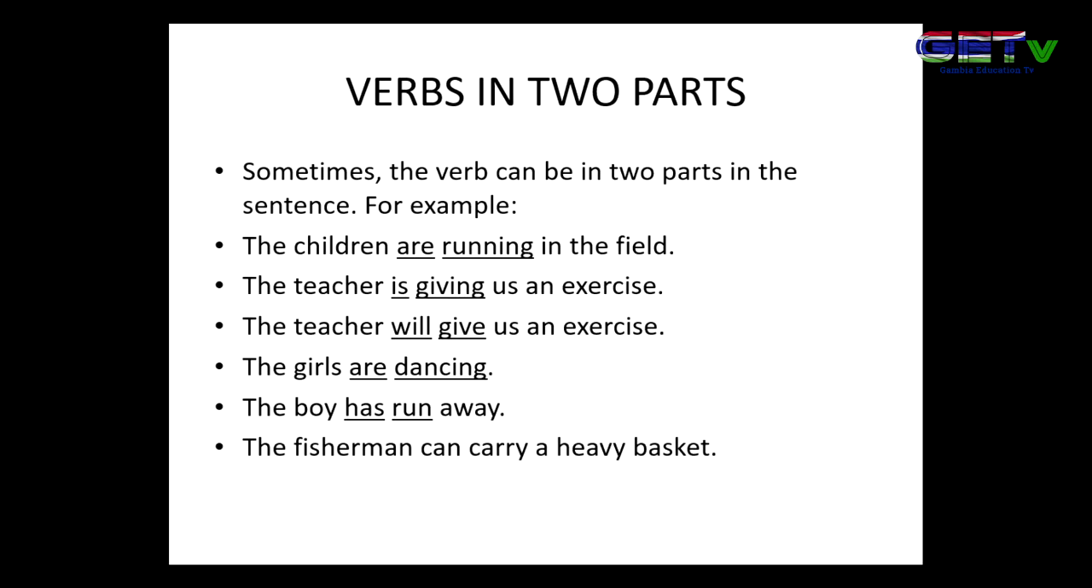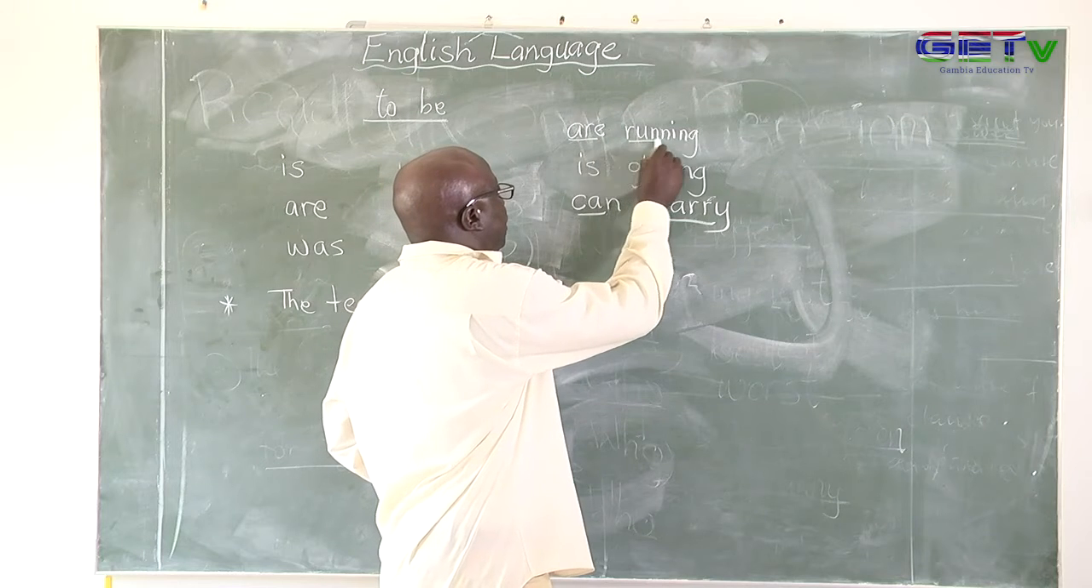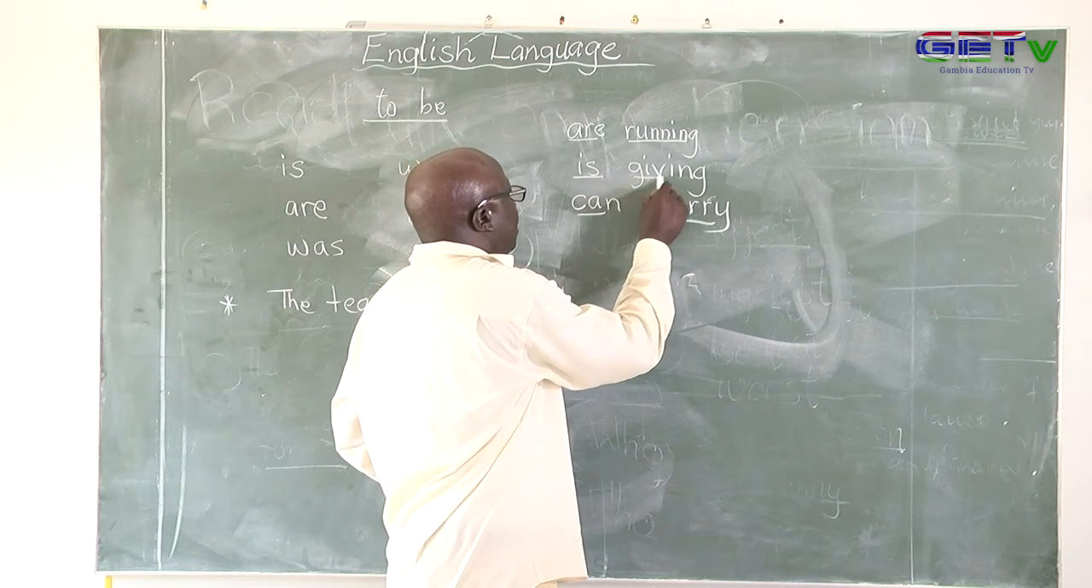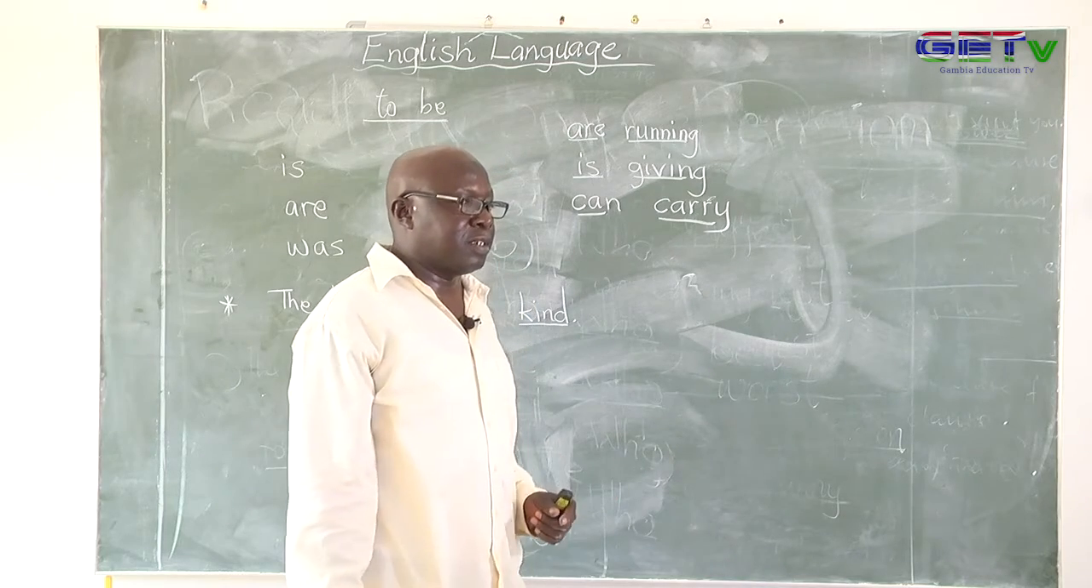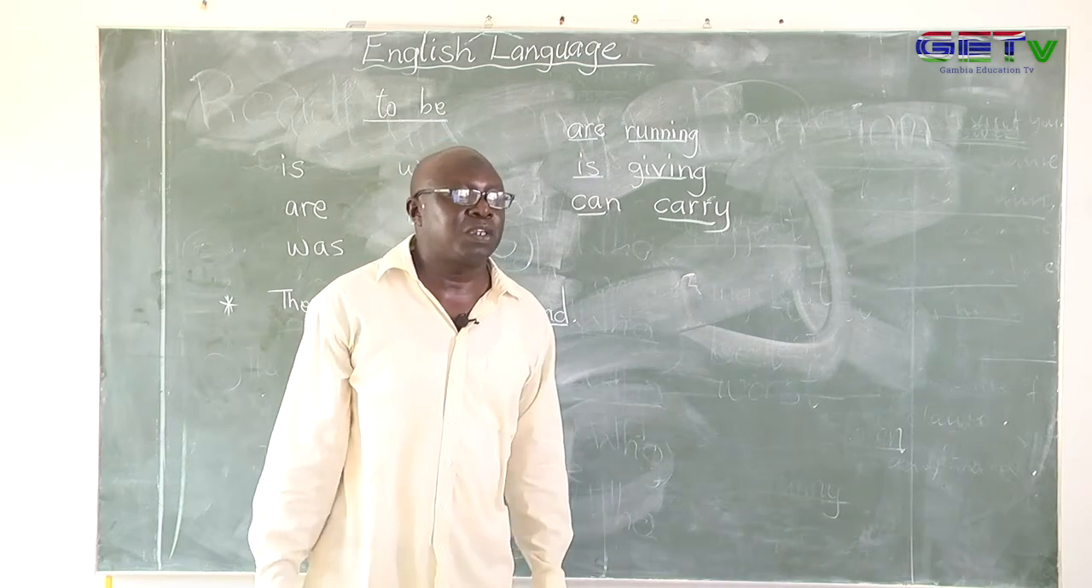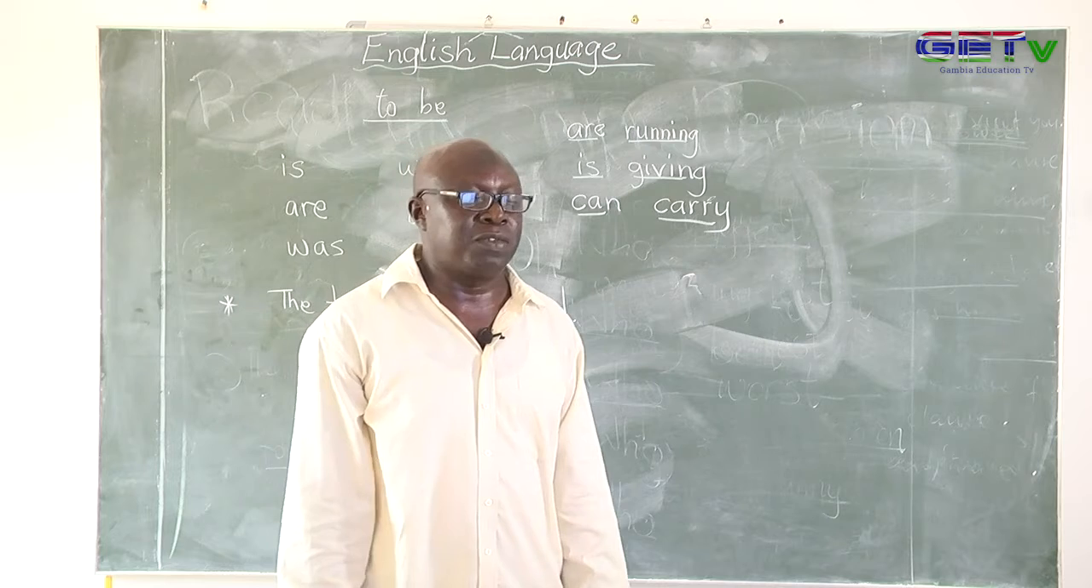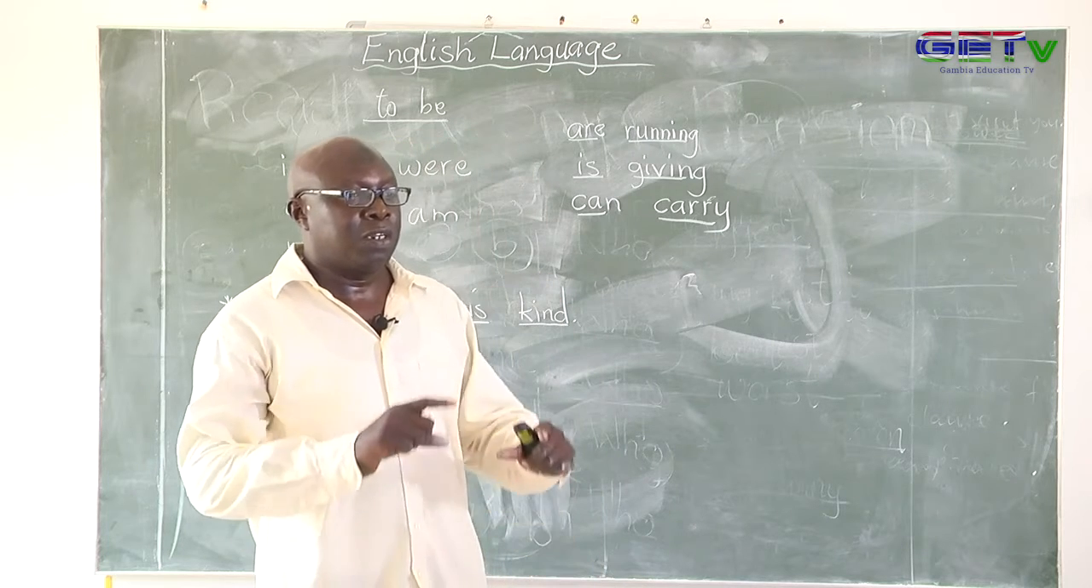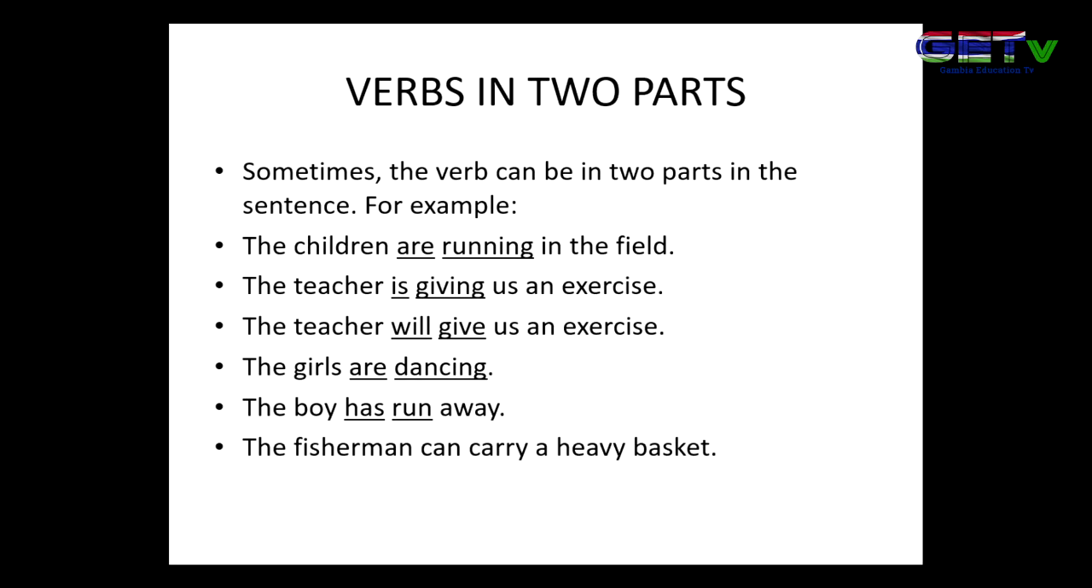The reason why we say verbs in two parts is, if you look at these sentences, you cannot simply say "the children running in the field." The sentence will not be complete. It will not make full sense. You cannot say "the teacher giving us an exercise." And this is how some of us speak, so we have to be careful.